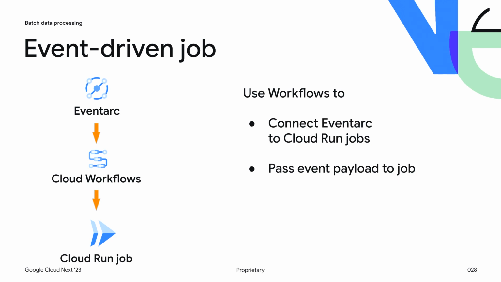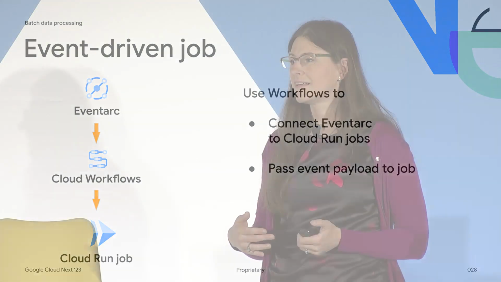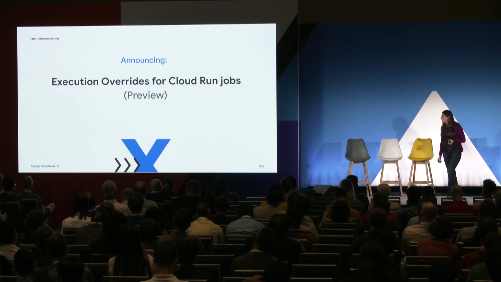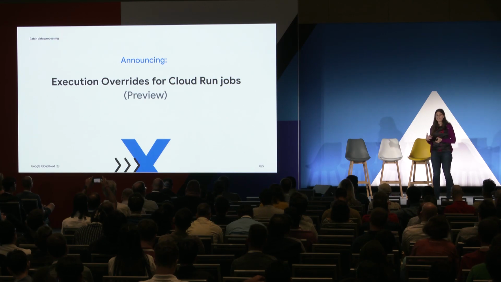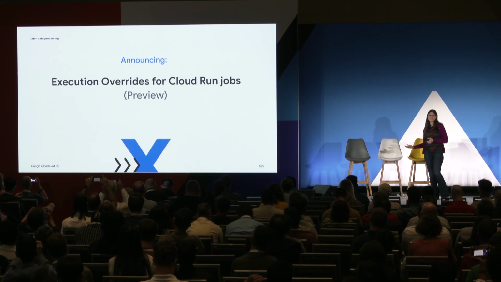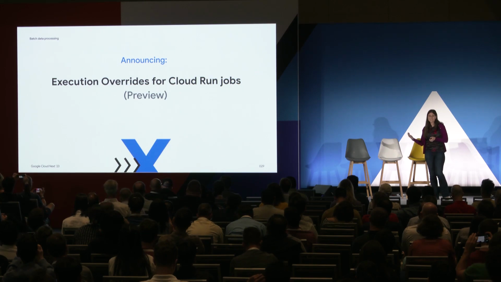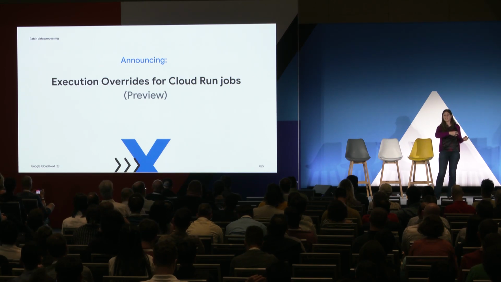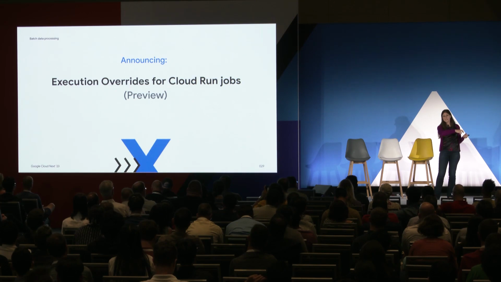So you wrap your job with a workflow, and then you set up event triggering for your workflow. Now you might think, how do I get the event payload into the Cloud Run job? And so I'm excited to announce that we have added execution overrides to Cloud Run jobs. Thanks to this feature, you can parse out the event payload from the event, and then have your workflow pass that event payload to your job, either as an environment variable or as arguments.